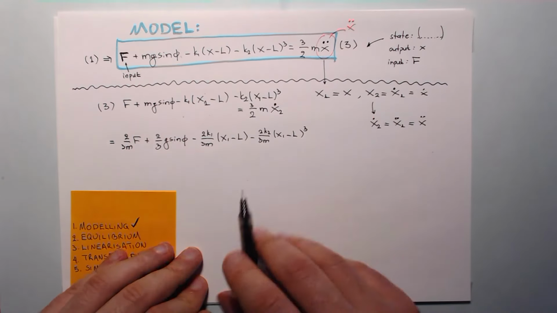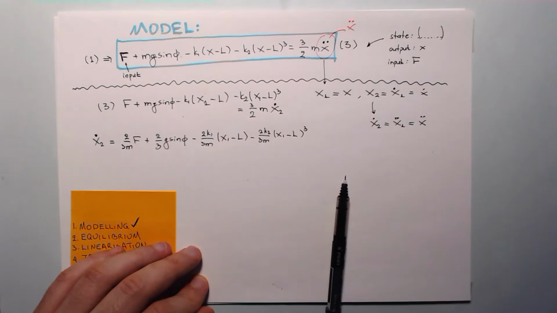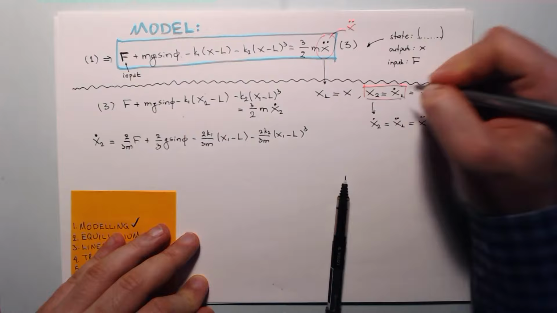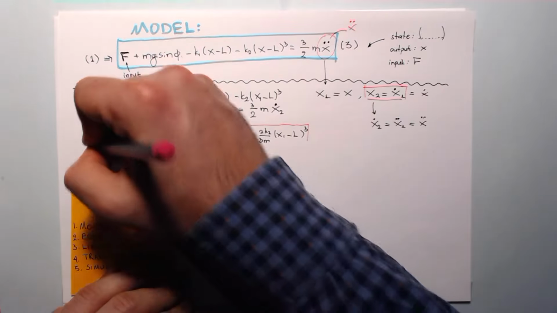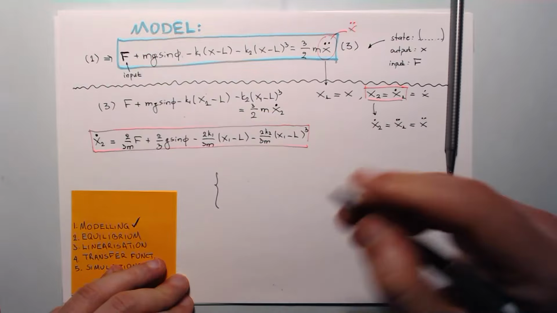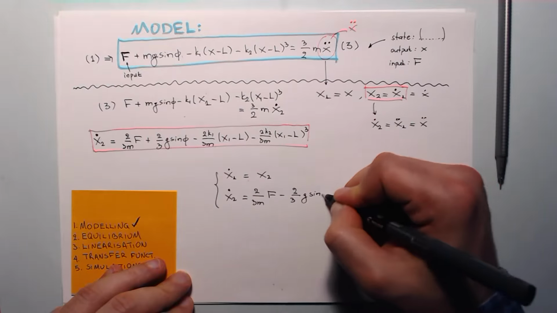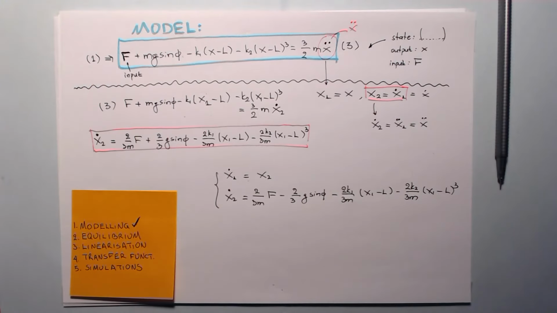I will write it on the left hand side. This is x2 dot. Overall, we have an equation for x1 dot is x2, and another equation for x2 dot. x2 dot is equal to that lengthy right hand side. Let's write them one next to each other just to enjoy the result. So this pair of equations is the state space representation of the system.